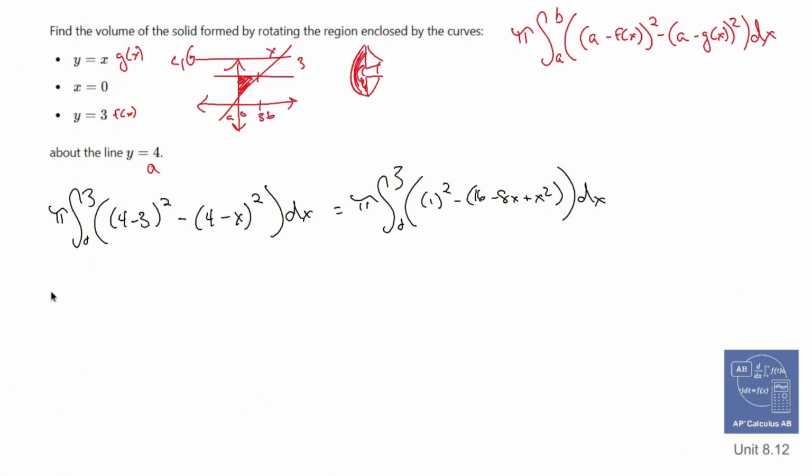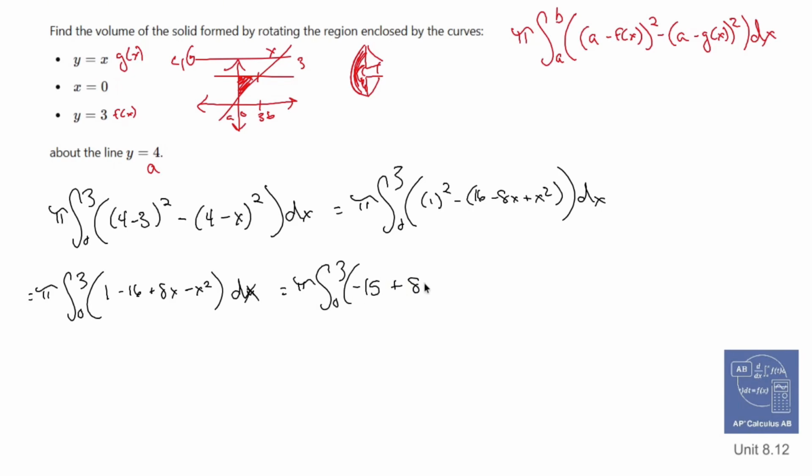Distribute that negative. So pi from 0 to 3 of 1 minus 16 plus 8x minus x squared dx. Pi integral from 0 to 3, combine like terms, negative 15 plus 8x minus x squared dx. I haven't even integrated yet. That's the fun part about this problem. But here I go. Now I can integrate.